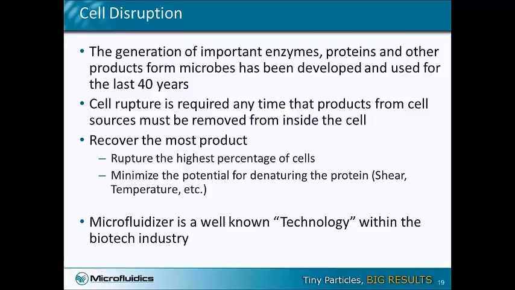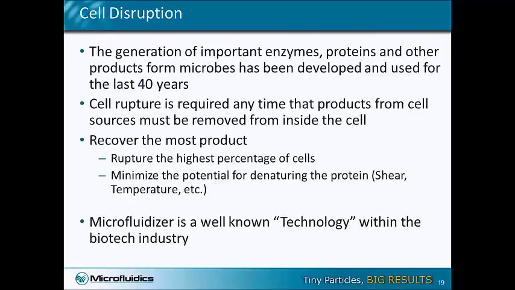The rupture process wants to achieve, number 1, recovering most of the product by rupturing the highest percentage of the cells. Number 2, at the same time, minimizing the damage, such as to the native state of the protein, damage to the product, either by shear or temperature or any other factors.